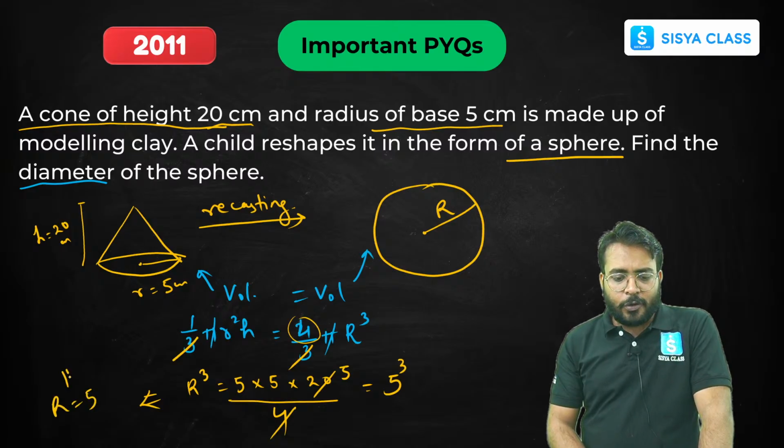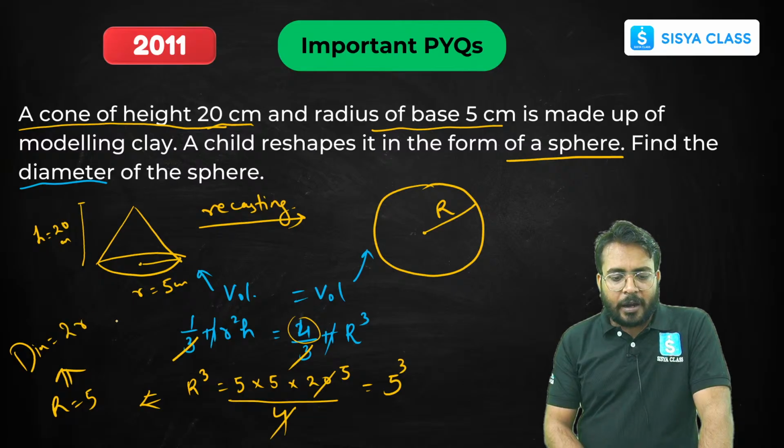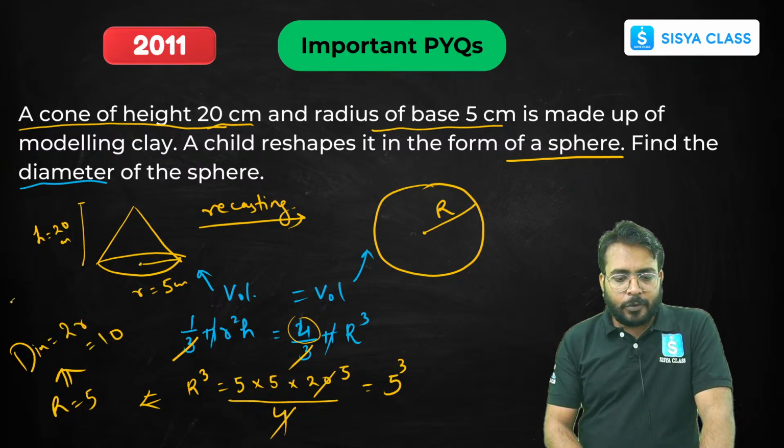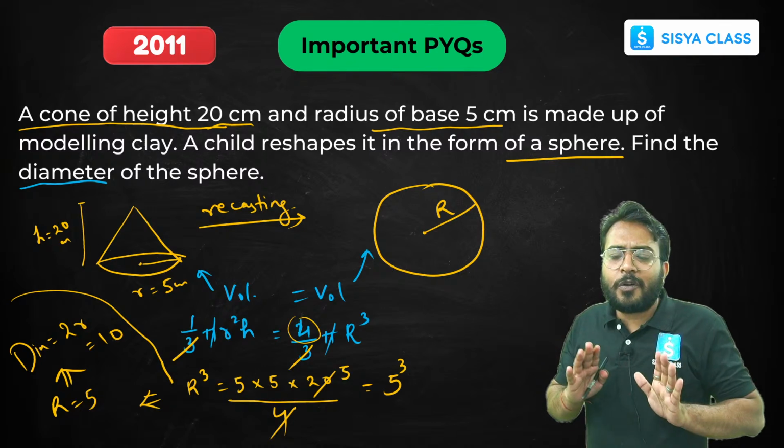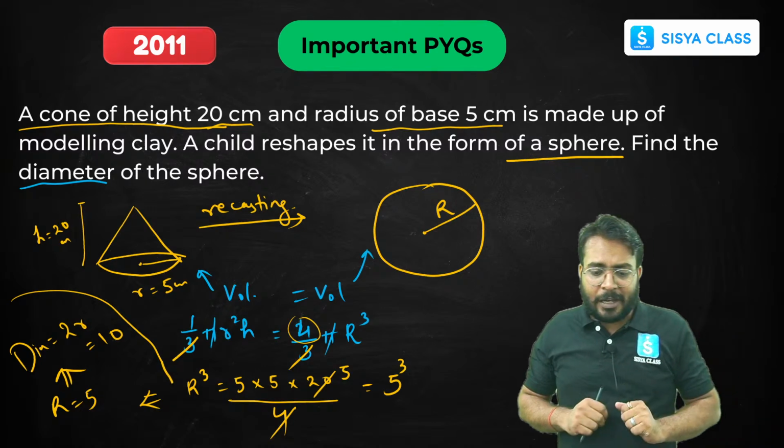And once you get your r, now your diameter is going to be 2r, that is going to be 10. Yes or no? Understood my point? Alright. So in this way you are going to solve your question in your examination hall.